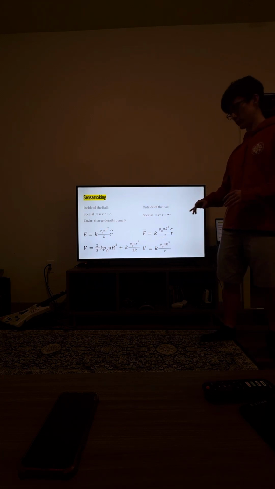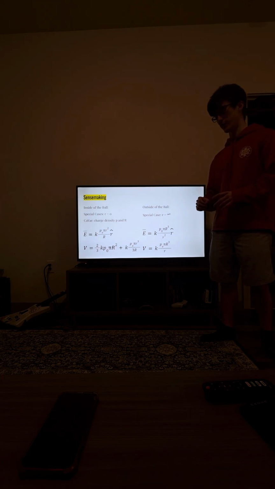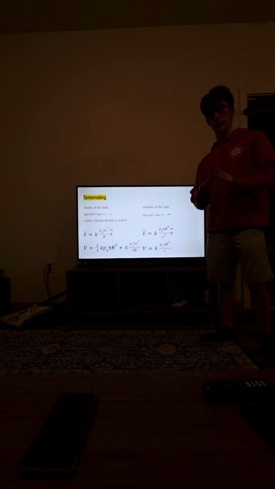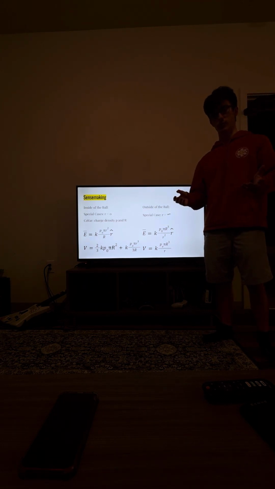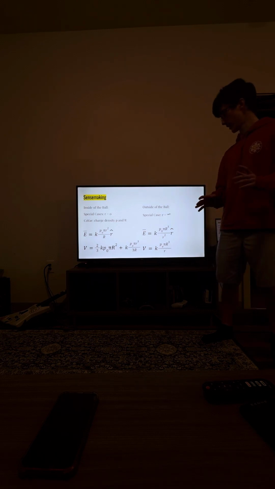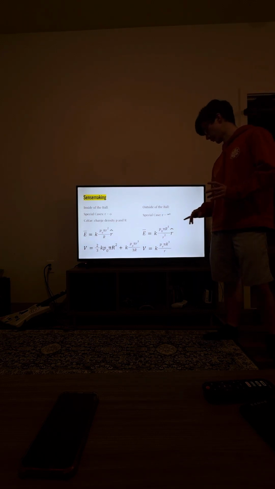For outside the ball, we can look at the case where the radius is infinity. When we get very far away from any charge, no matter how large the charge is, it's going to go to 0, the effect of the charge that it is, the force, electric field, electric potential, anything.